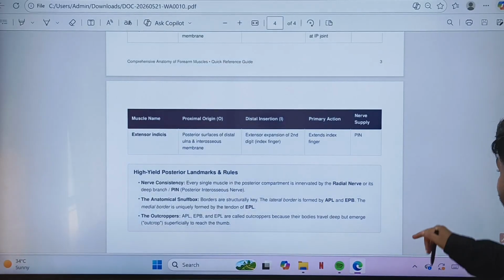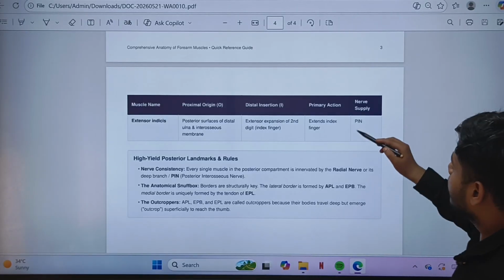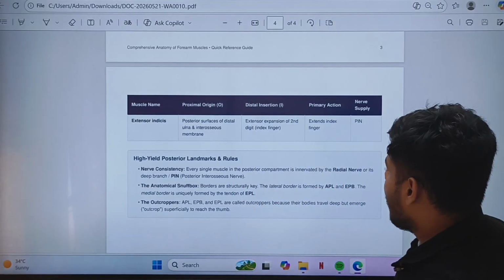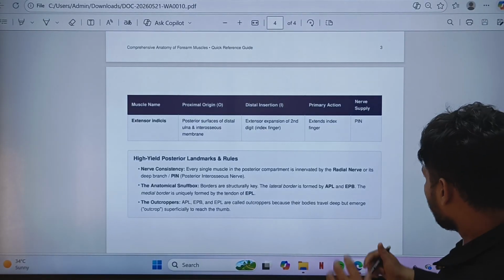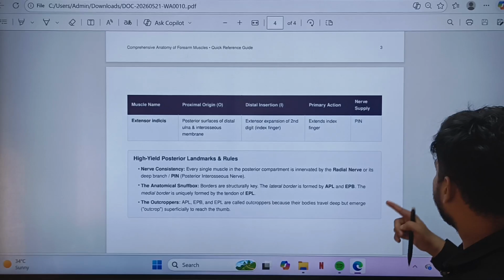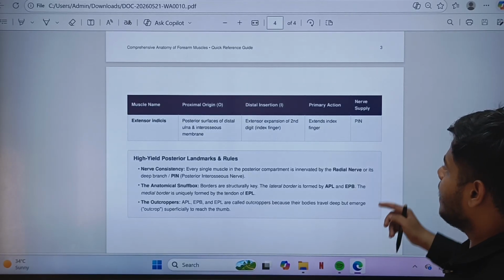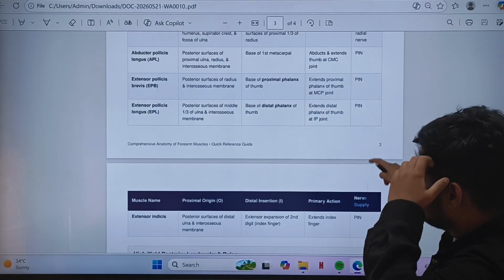Now the landmarks which I have brought for you. Nerve consistency: every single muscle in the posterior compartment is innervated by the radial nerve or its deep branch, that is PIN, the posterior interosseous nerve. The posterior interosseous nerve is a deep branch of the radial nerve. The anatomical snuffbox: borders are structurally key. The lateral border is formed by APL and EPB. The medial border is uniquely formed by the tendon of EPL, extensor pollicis longus.